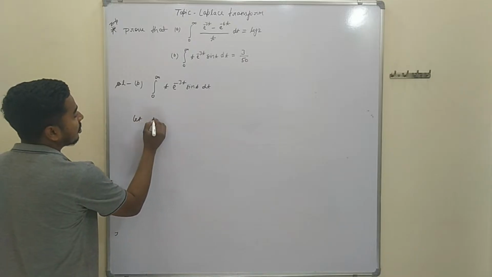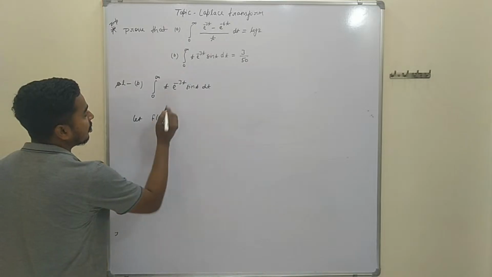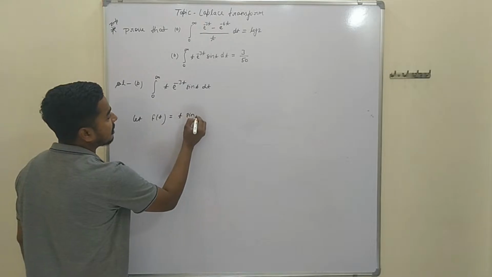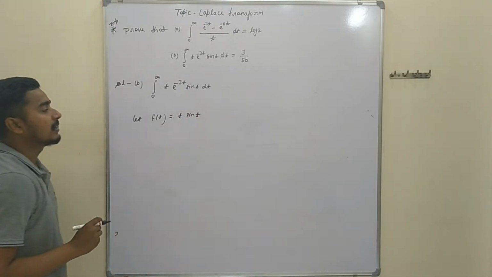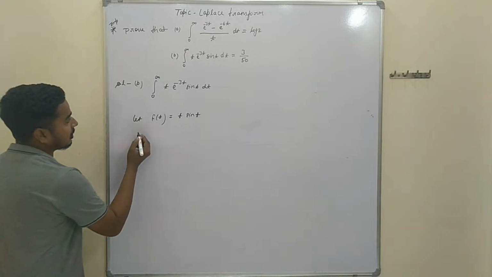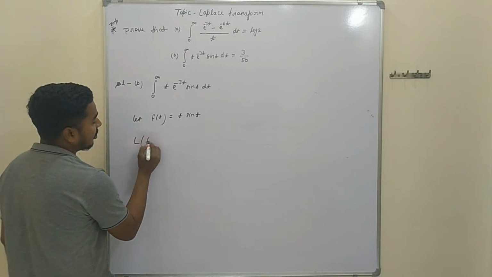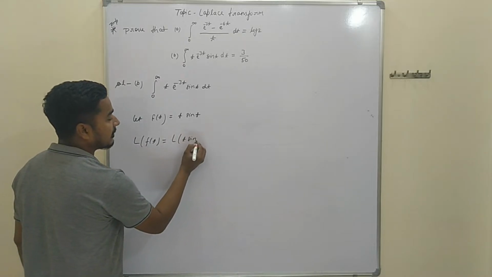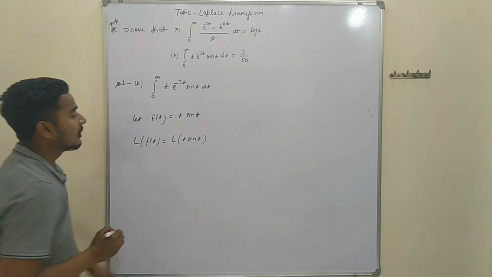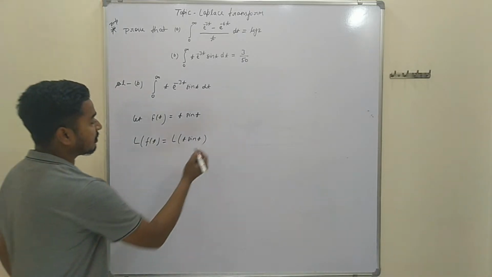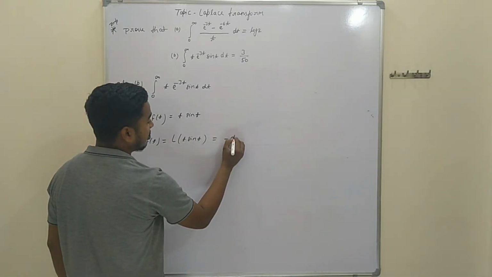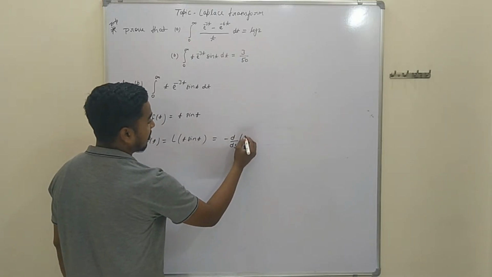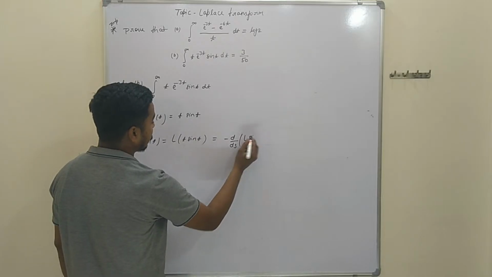Let f(t) be equal to t into sin t, and we take the Laplace transform on both sides. This gives Laplace of f(t) equal to Laplace of t into sin t, and we solve using the formula. This gives minus d upon ds of the Laplace of sin t.